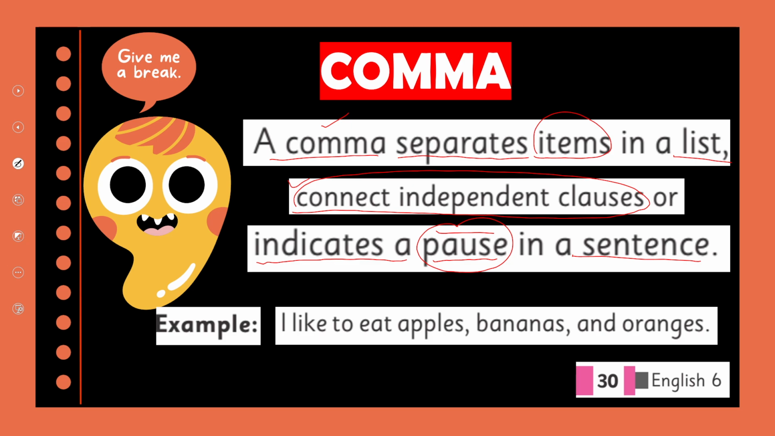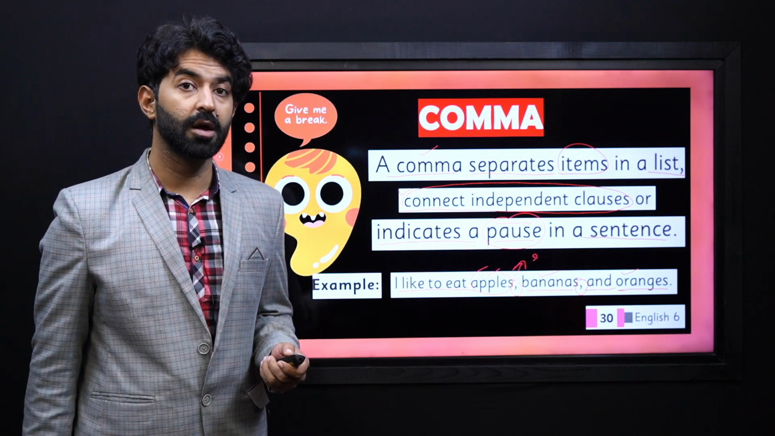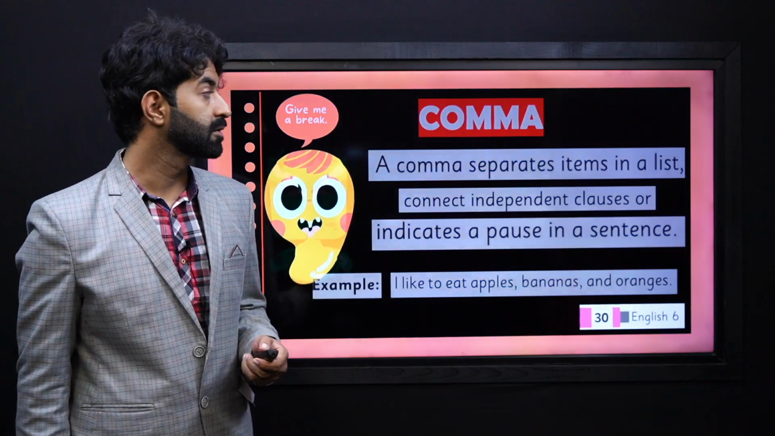For example, I like to eat apples, bananas, and oranges. Now here we have a list of things, and they will be separated by the punctuation mark, comma. Now, this is an example of using a comma in your sentence.